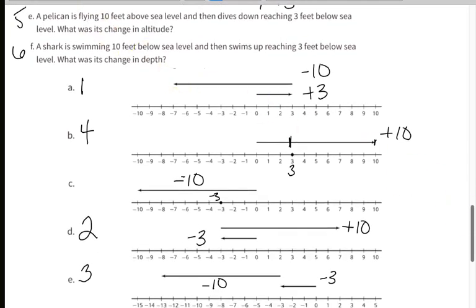Number 5. A pelican is flying 10 feet above sea level, then dives down, reaching 3 feet below sea level. What was its change in altitude? So it started off at 10 and it ended at -3. Again, another end point. So it started off flying 10 feet above sea level, and then dives down, reaching 3 feet below sea level.